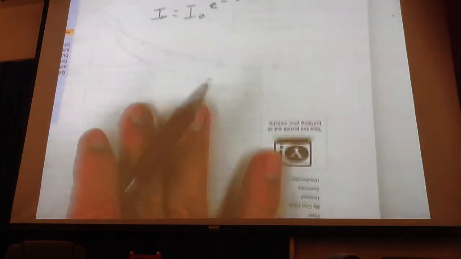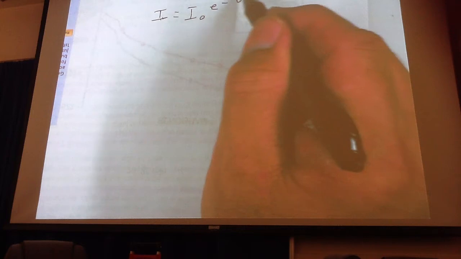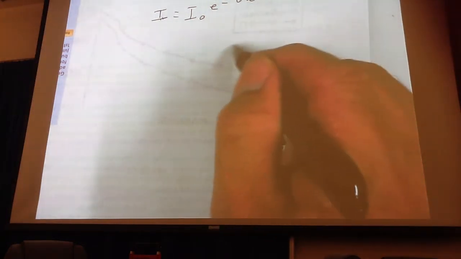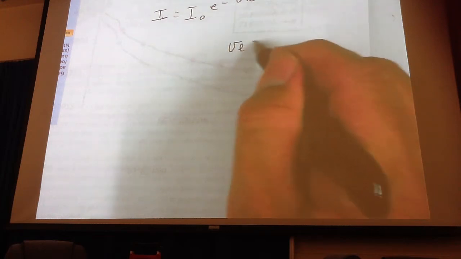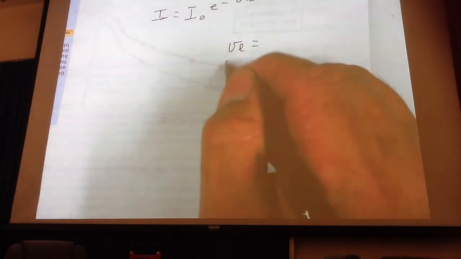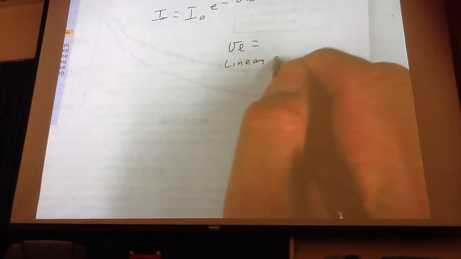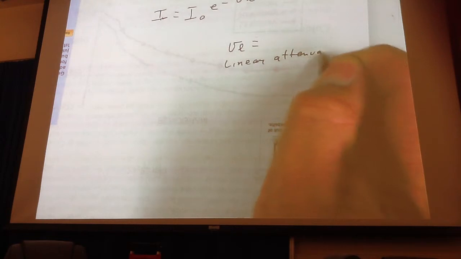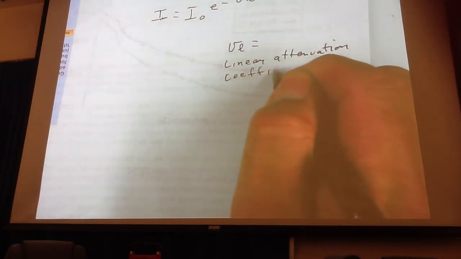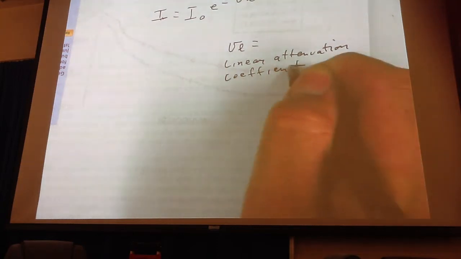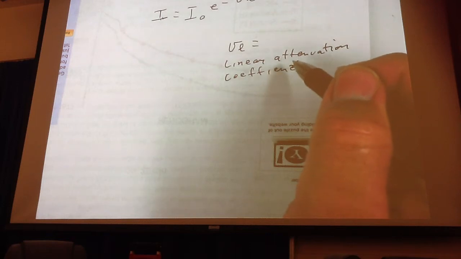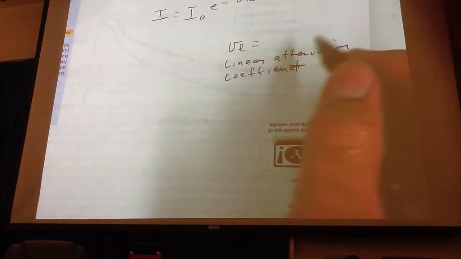So, for example, what does this mu mean? You're close. This is called the linear attenuation coefficient. I know it was a long time ago when we talked about this. But basically, this is the percentage of photons that are removed per distance traveled.